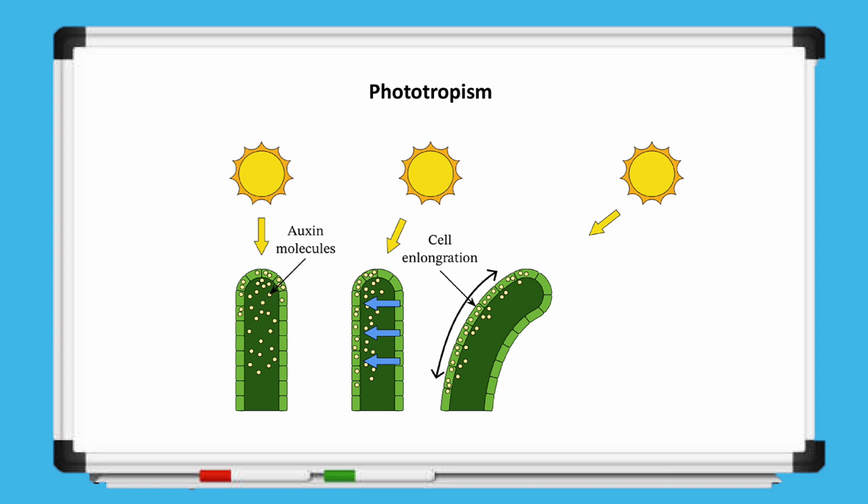In stems, a higher concentration of auxin stimulates cell elongation. This means the cells on the shaded side grow longer and faster than the cells on the side receiving light. Because the shaded side grows faster, unequal growth occurs on the two sides of the stem. This difference in growth causes the stem to bend and grow towards the light source. This bending movement is known as positive phototropism.